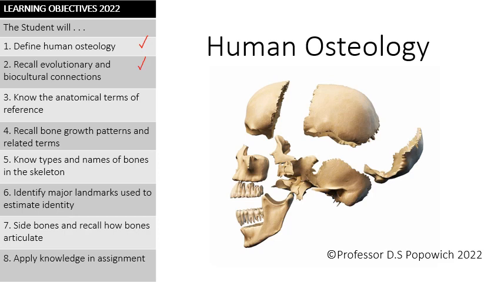We want to be able to refer to and define our anatomical terms of reference. So for example, those terms that we're going to hear like ventral and dorsal, superior, anterior, etc. We're going to recall some of our bone growth patterns and related terms, things like epiphyseal ends. We're going to know the names of our bones in the body and the various types, for example, long bones versus short bones. We're going to be able to identify major landmarks that are used to estimate identity.